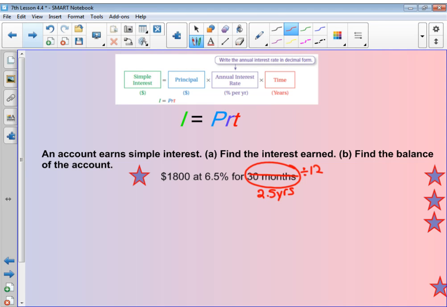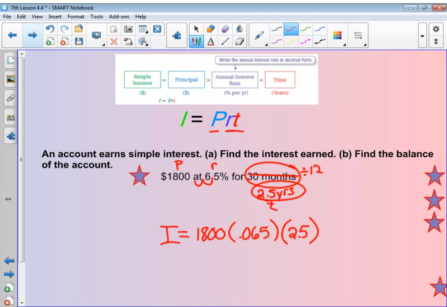Okay, so this is our principal, this is our rate, and this is our time. Okay, so we're going to plug in this information. So our interest equals our principal was $1,800 times our rate was 6.5. So I'm going to change that to its decimal form, 0.065. And yes, we'll keep 3 decimals on that. Times now our number of years. Instead of 30 months, we're going to use the year format of 2.5 years.